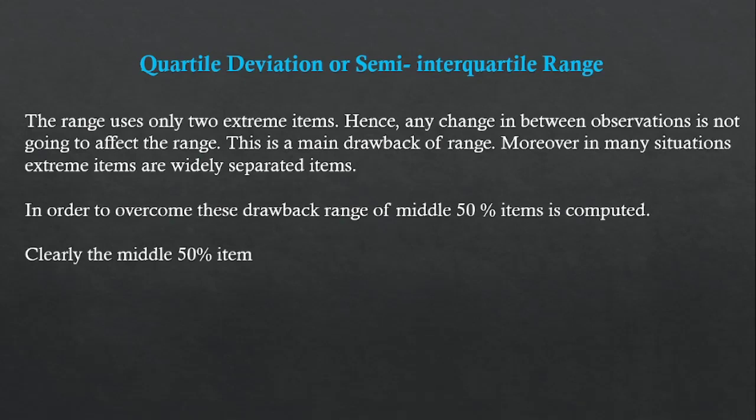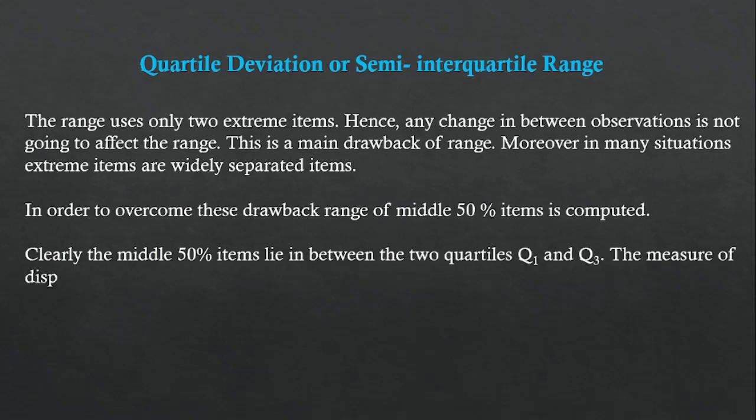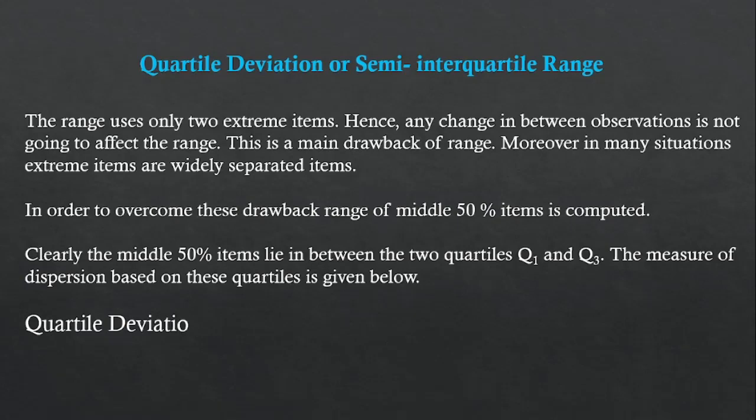Clearly, the middle 50% of items lie between two quartiles, the first quartile and the third quartile, Q1 and Q3. About the quartiles we learned in the last lecture, so you can watch that lecture. I will put the link in the description box. The measure of dispersion is based on these quartiles. So how to find quartile deviation or semi-interquartile range? The formula is Q3 minus Q1 divided by 2. Very simple, just the difference between these two quartiles, Q3 minus Q1 upon 2.